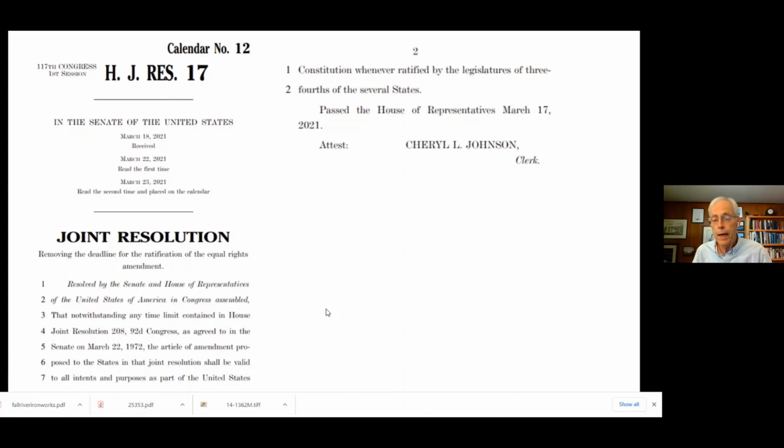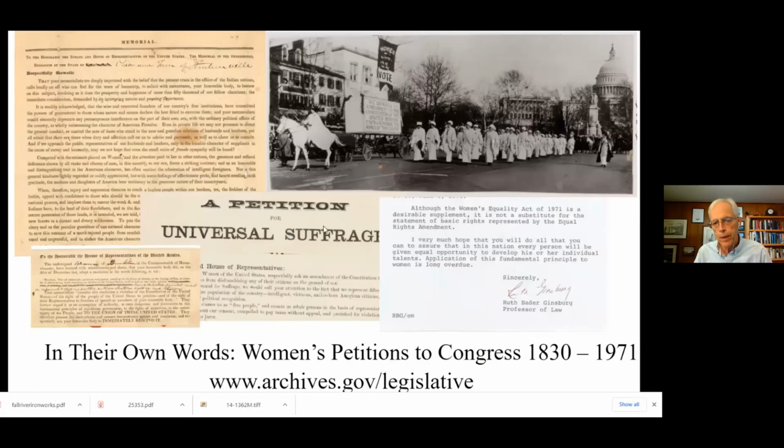But since then, the number has been reached. More than enough states have ratified it to make the ERA part of the Constitution. But you've got to get rid of the time constraint to allow that to happen. So would your students support this resolution or not is, again, a way to bring current affairs into the conversation. I hope that these petitions and other documents that we've looked at have given you an idea of some resources that you can use to bring women's history into your classroom.